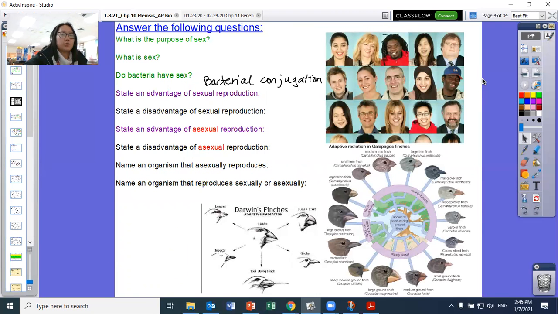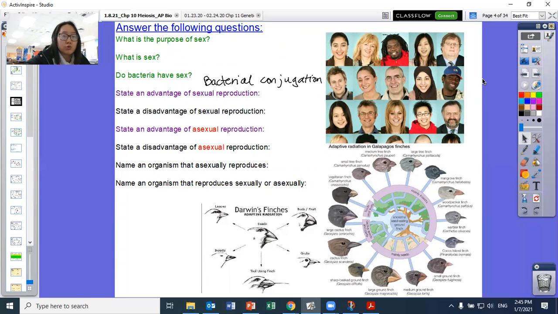So you're going to answer the following questions. What is the purpose of sex or sexual reproduction? Well, the answer is to create genetic variation, right? What is sex? Well, sex is when you are able to join 2 gametes together in order to produce genetic variation in the next generation. Do bacteria have sex?